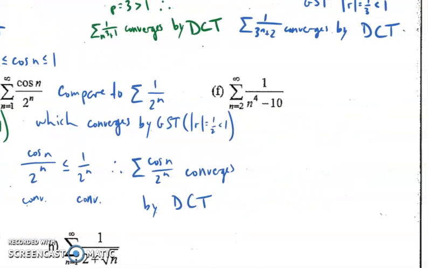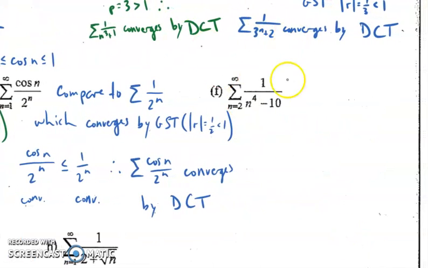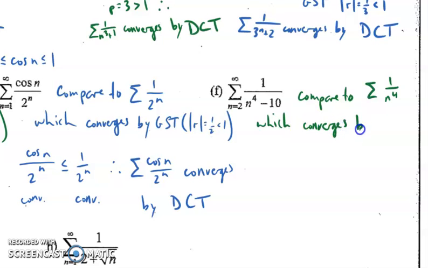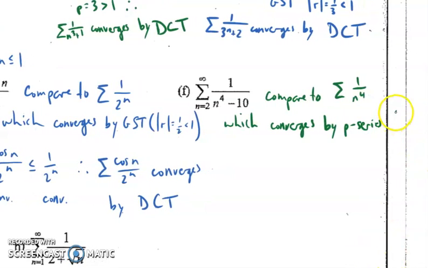Alrighty, so let's try this next one. Example F. If we go through the same process here and look at the -10 as being something we don't really like, we're going to compare to the series 1 over n to the 4th, which, well, we know how that thing behaves. This looks like a p-series. P is equal to 4, which is greater than 1. So this series converges by p-series because p is equal to 4, which is greater than 1.